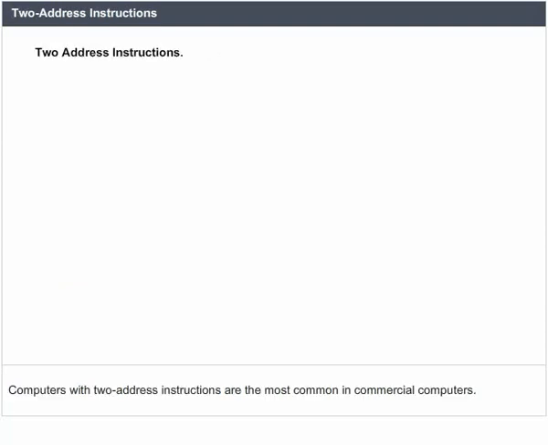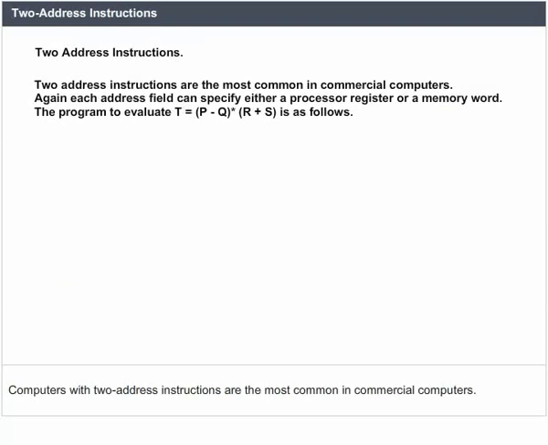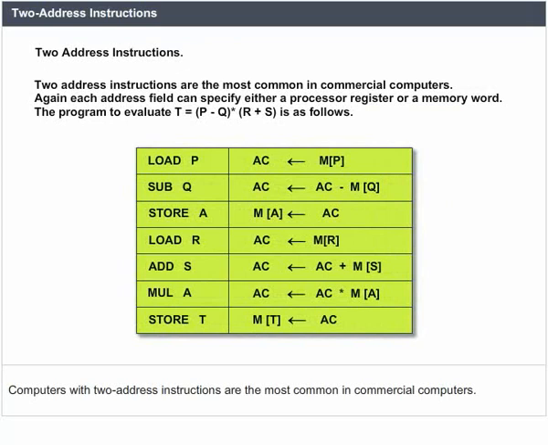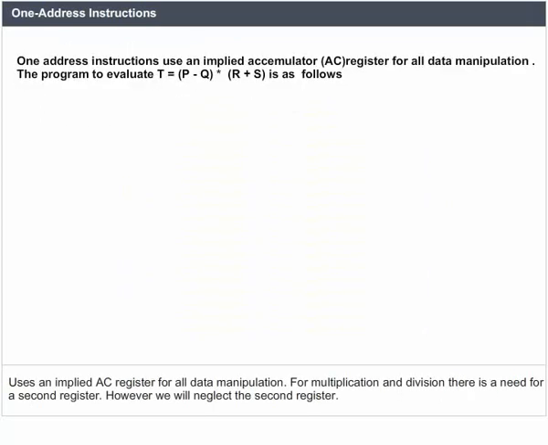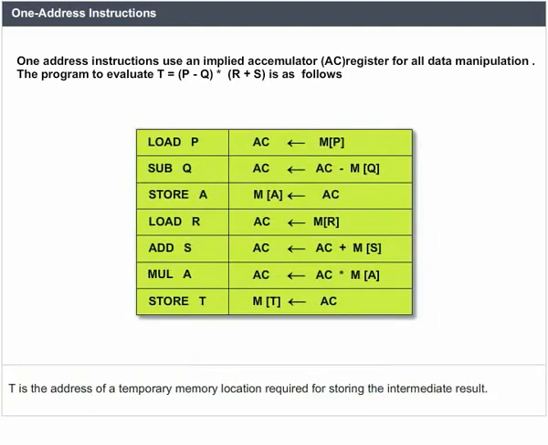Two address instructions. Computers with two address instructions are the most common in commercial computers. One address instructions use an implied AC register for all data manipulation. For multiplication and division, there is a need for a second register. However, we will neglect the second register. T is the address of a temporary memory location required for storing the intermediate result.